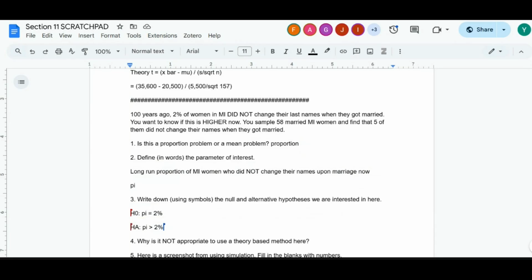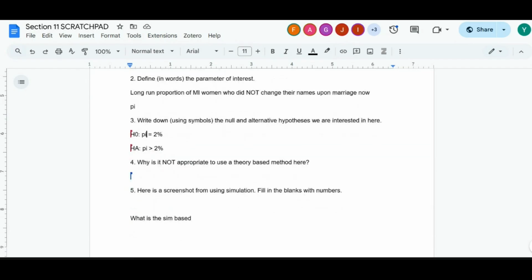Why is it not appropriate to go the theory route? We know that proportions, there's 2 options, right? What is problematic here that you cannot or should not? Yes. We don't have enough successes. Very good. How many do you need? At least 10. So can you define it correctly without using the word successes? We needed at least 10 what? Don't use the word success.